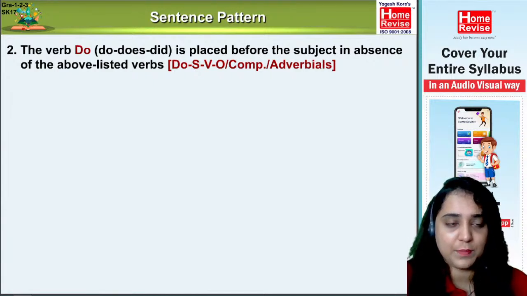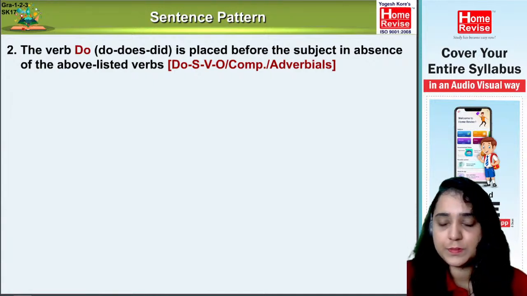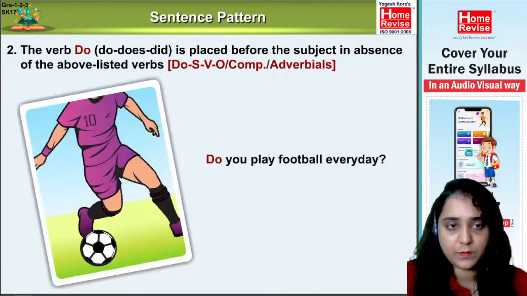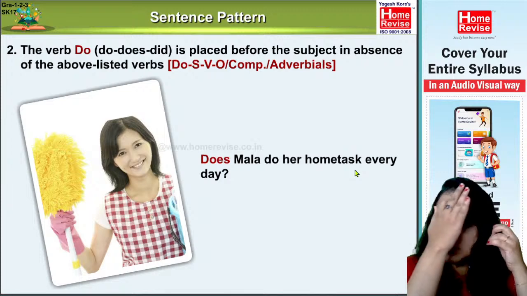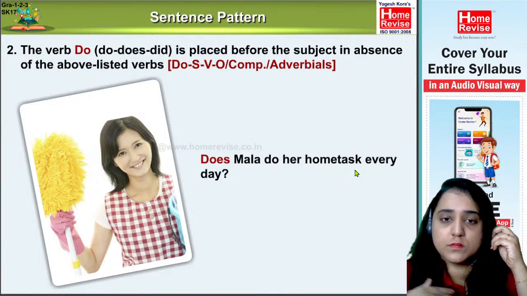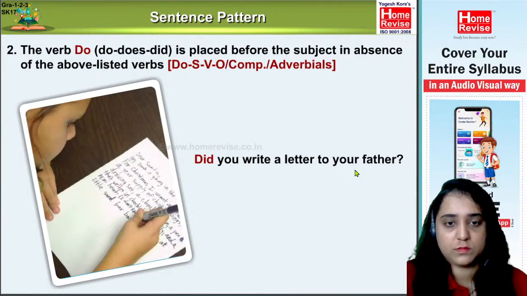Yes, let's see the example. Or complement or adverbials. Do you play football every day? Does Mala do her home task every day? Do you write a letter to your father?